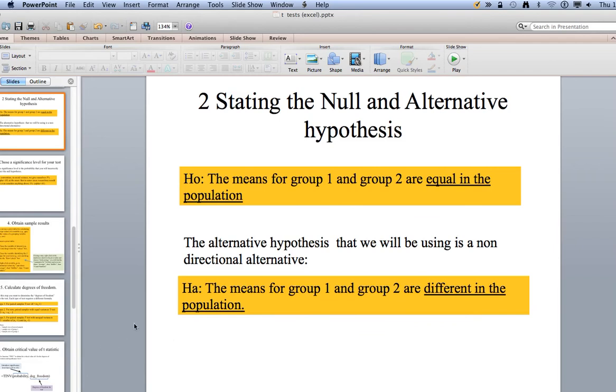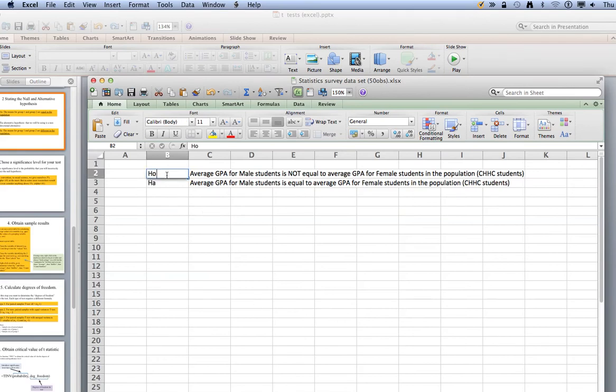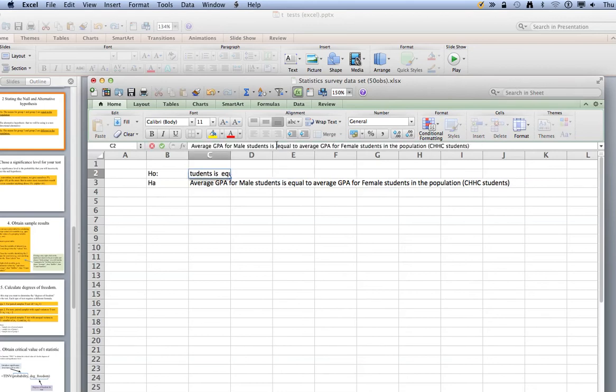That's our null. And the alternative, because we'll use a two-sided, non-directional alternative, is that the mean for group 1, the mean for females, the average GPA for female students, is different than the mean GPA for male students in the population. I have that here. I stated my null here that the average GPA for male students is not equal to the average GPA. Oh, I'm sorry. You see, the null is that they are equal.